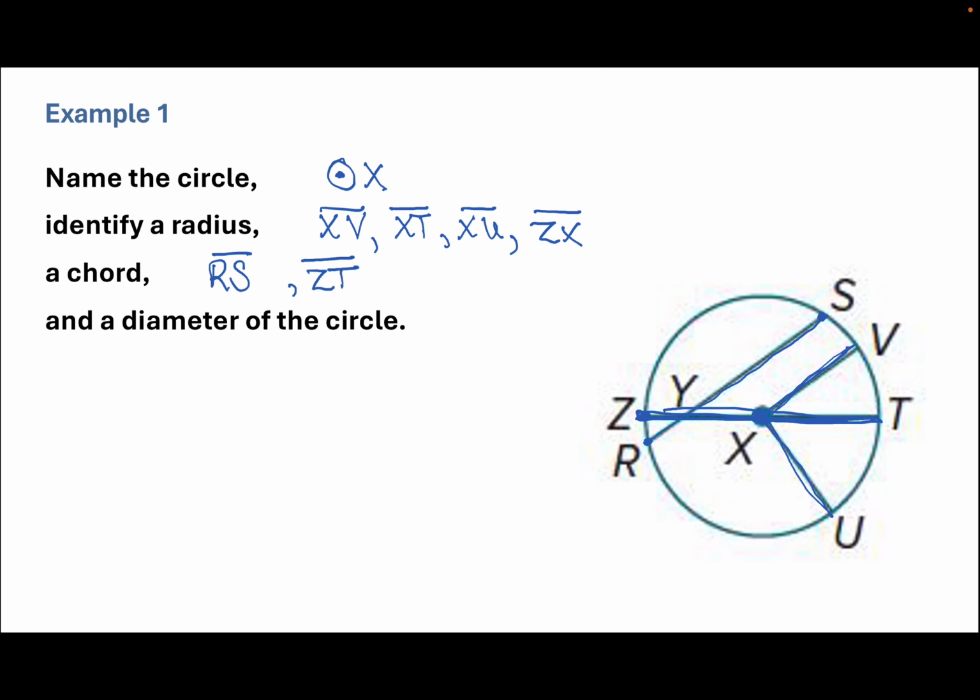And we want to specifically name the diameter of the circle. Now we need the chord that goes through the center, and that is ZT or TZ. So all diameters are chords, but not every chord is a diameter.